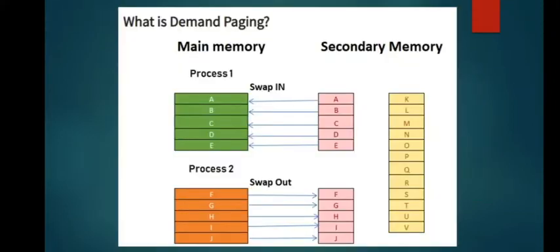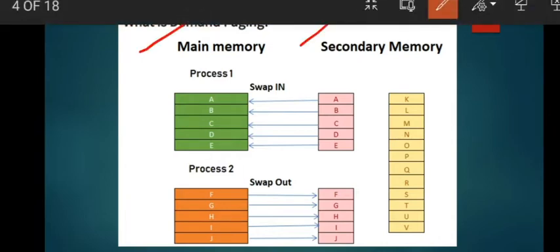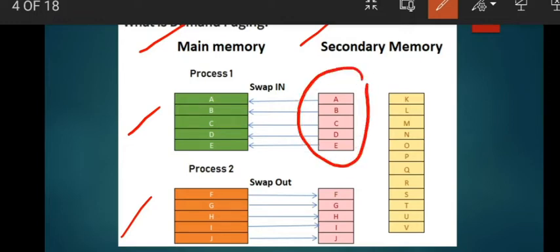So this is an example of demand paging. Again, you have your main memory and your secondary memory. You have two processes that were swapped in from secondary memory to your main memory, and then process 2 is swapped out to your secondary memory. In this process, if your CPU requests these pages that are available in your secondary memory, they are swapped in to your main memory. Since the request is not in the memory, it is known as a page fault.